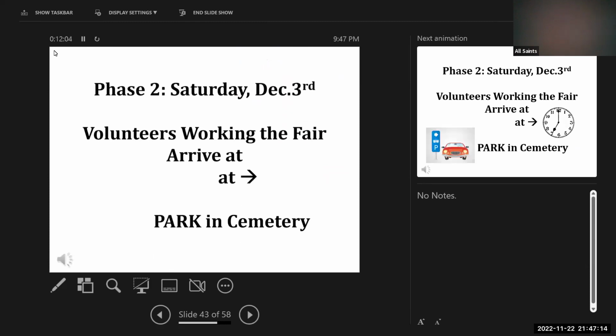On Saturday, the volunteers working at the fair, what time? 7. 7, good, good. And look at that, got to park in the cemetery, because you got to leave some of this other parking open. And when you park in the cemetery, you go down and whatever side you see people parking on, turn around somehow and park on the same side, make a line on one side of the road.